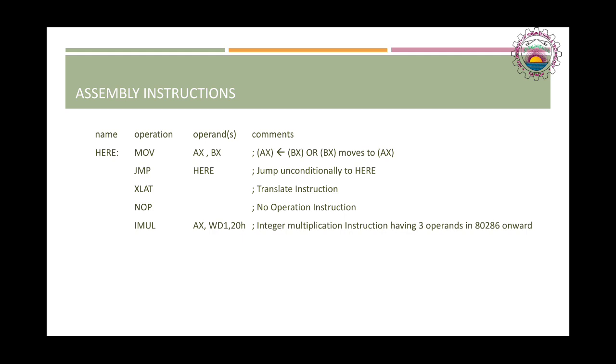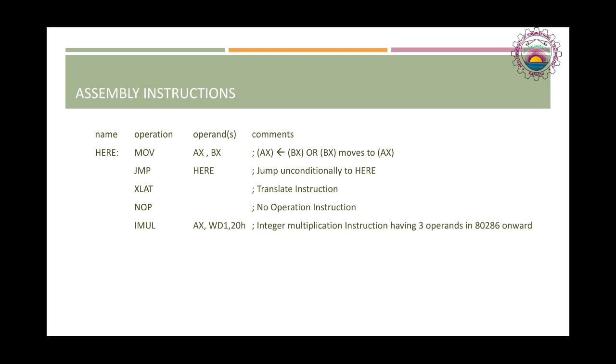Here we have some examples for assembly instructions. So in the first line you have MOV AX, BX. MOV is the operation, AX and BX are the operands, and here the label followed by a colon is the name for this instruction. After the semicolon, whatever you write is treated as comments. So you have defined the operation of this instruction in symbolic notation, that BX contents are to be copied into AX. Or you may write the operation in words, that BX contents are moving into AX contents.